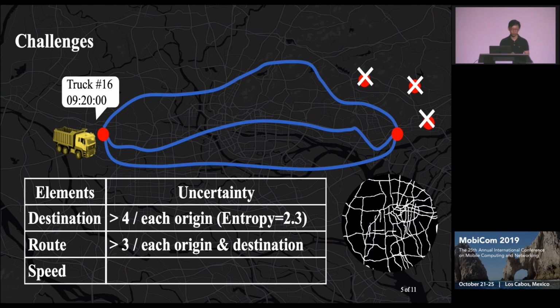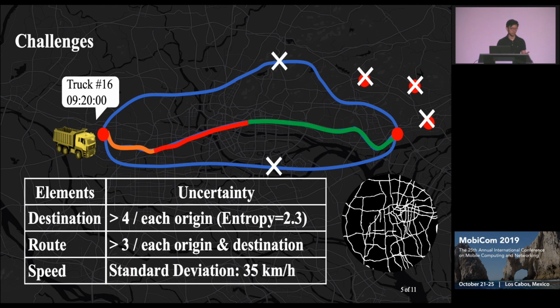In our system, for each origin-destination pair, each vehicle can take different routes, so this problem becomes even worse in the expressway. And further, the vehicle can move at different speeds on the highway, which introduces another uncertainty.